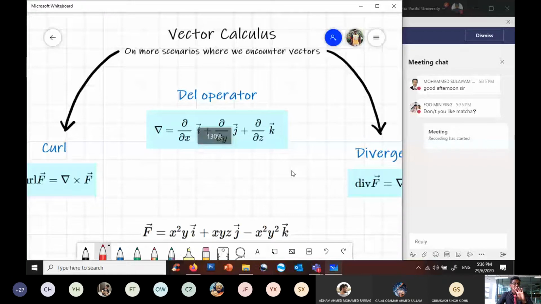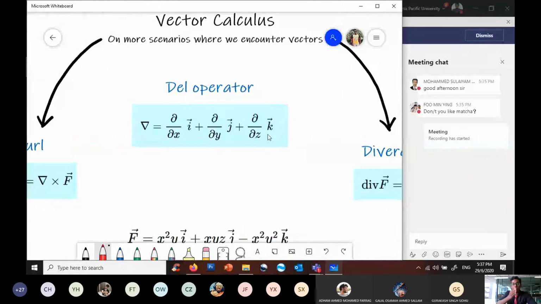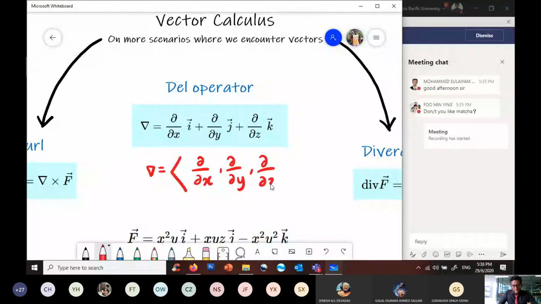So this is an operator in the form of a vector. We will be using this operator to find out the curl of a function and the divergence of a function. But that's the point: this is an operator. Either I write it in the form of i, j, k, or as we know, there's another way to write vectors. I can also write del as a vector where the first element is dou over dou x. We don't say d. See, this is a curly d. In mathematics, the name of the symbol is dou. So dou over dou x, dou over dou y, dou over dou z.